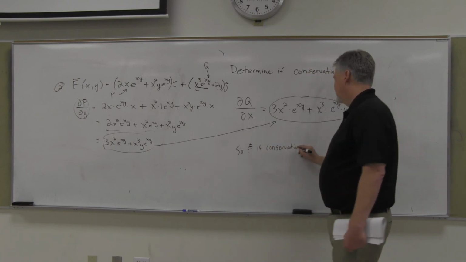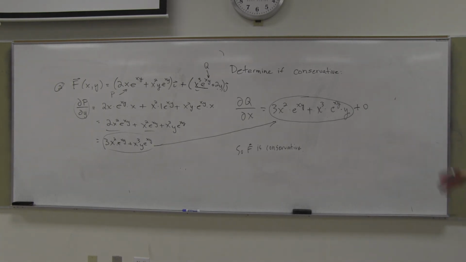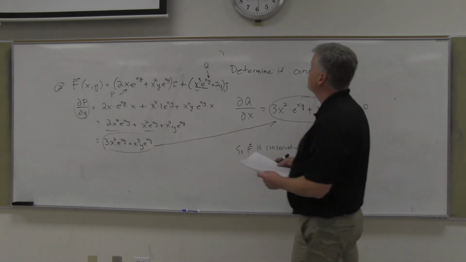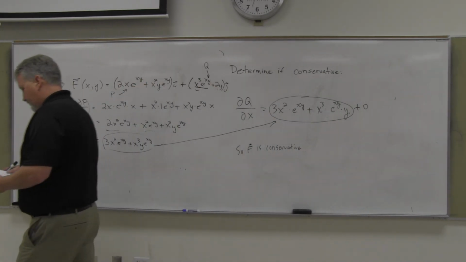Like I said, it's not terribly difficult to determine whether a vector field is conservative or not. Just have to look at those respective partial derivatives. Is that okay? Any question or concern?